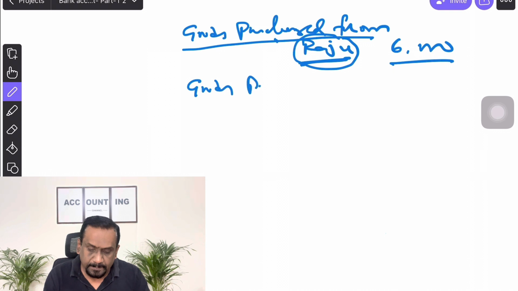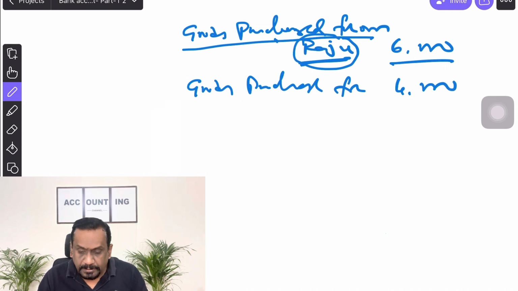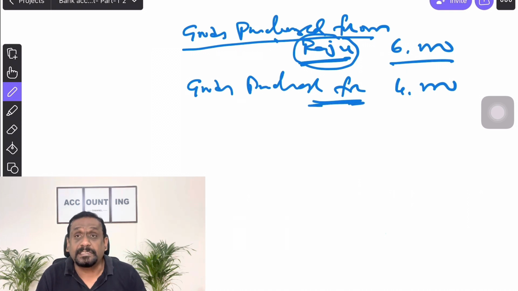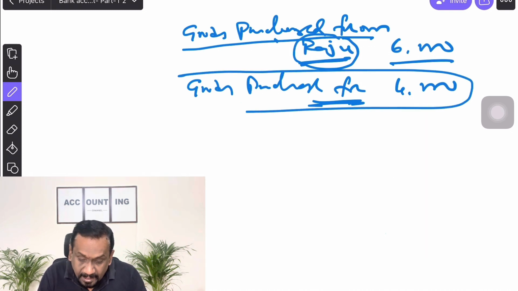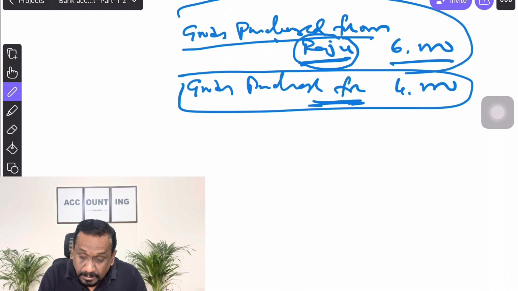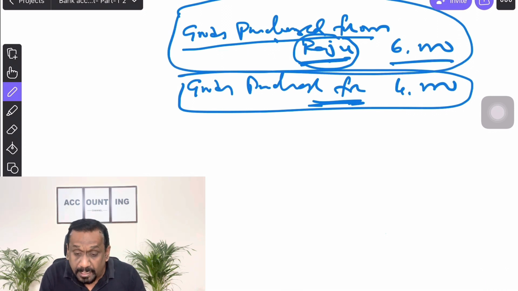Goods purchased for 4,000 rupees. Did they mention anything about cash? They did not. Did they give the name of the person? No, they did not give. Then how do I consider? This you need to consider as a cash purchase. That is the beauty. Here you need to consider this as a cash purchase. Here why are you considering as a credit purchase? Because the name is given, though the cash is not given.